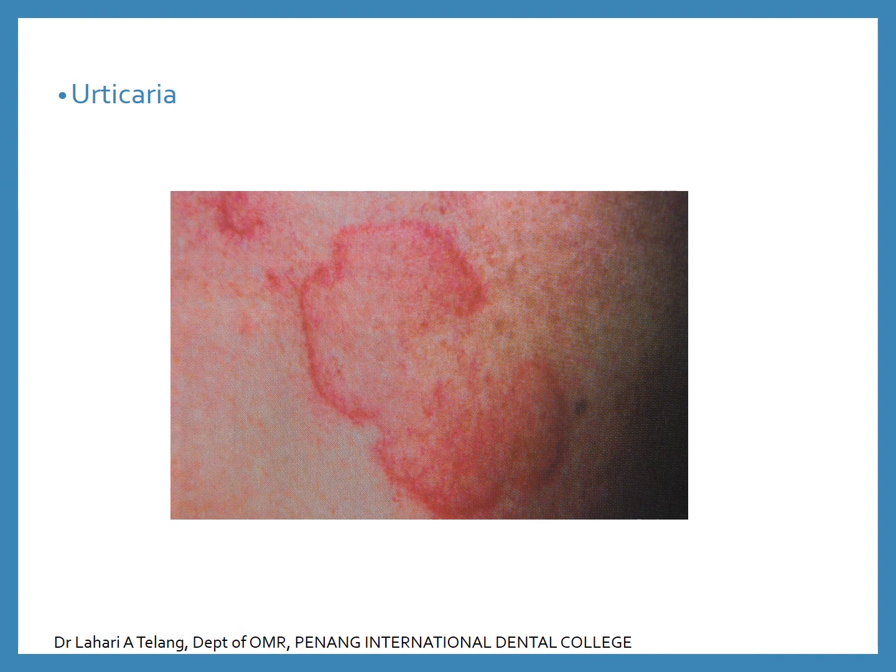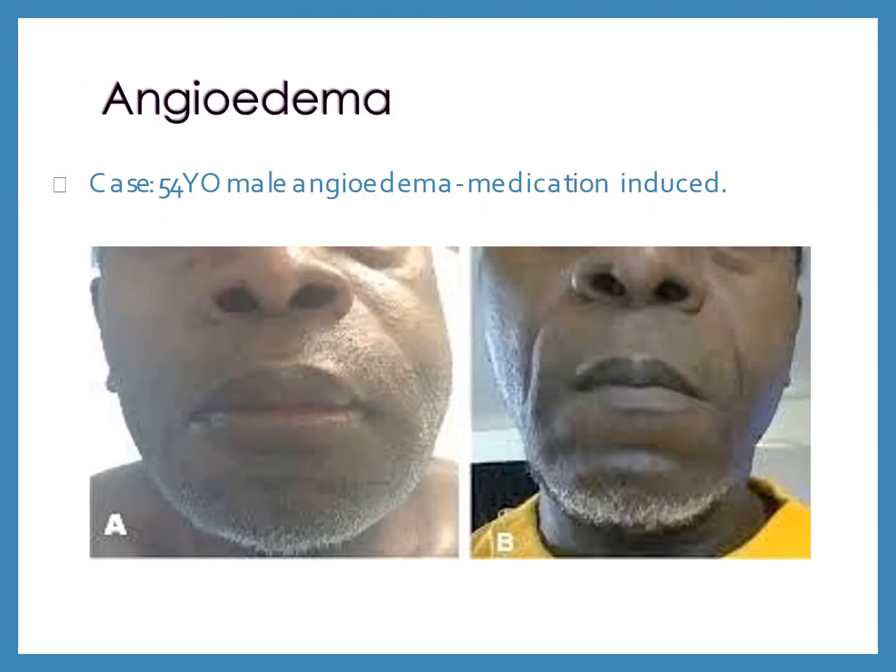This is an example of urticaria, which is a wheal and flare reaction. The patient develops rashes all over the skin surface. Angioedema, on the other hand, is swelling of the facial region, generally the lips or the cheek area. This is a case of a 54-year-old male who had angioedema due to some of the medication which was prescribed in the dental setting.